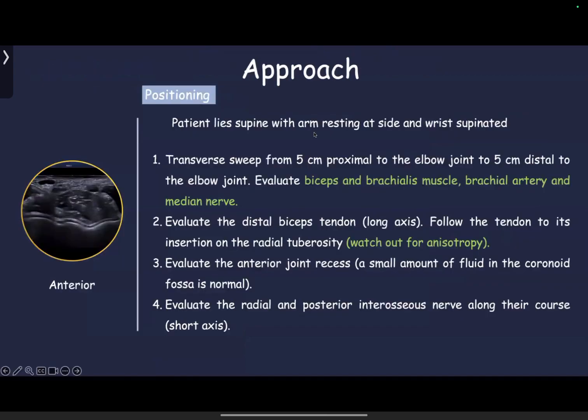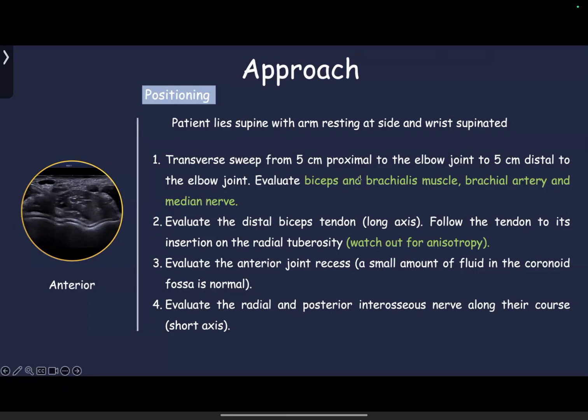Yes. So we'll start with the sonoanatomy. The position is very important. The patient should lie supine with the arm resting at the side and the wrist in a supinated position. So what structures and how do we evaluate? We'll do a transverse sweep from 5 centimeters proximal to the elbow joint to 5 centimeters distal to the elbow joint.